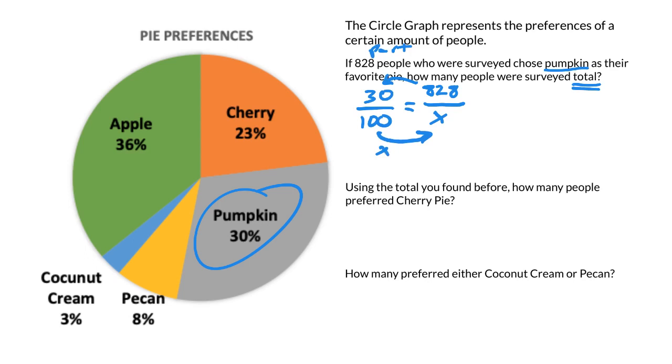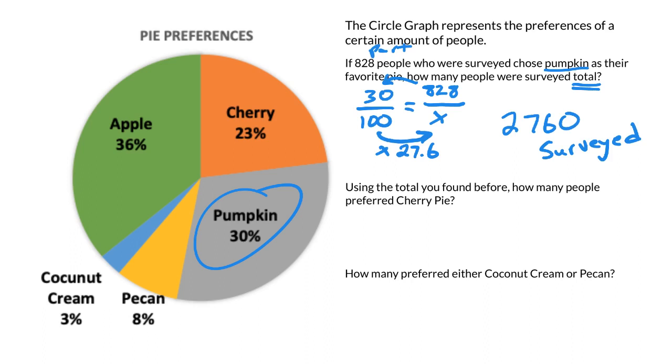Then I'm going to multiply that by 100. So 27.6 times 100 means that there were 2,760 people surveyed. So that's my whole number. 2,760 people they talked to. 30% of that like pumpkin, which is 828 people.